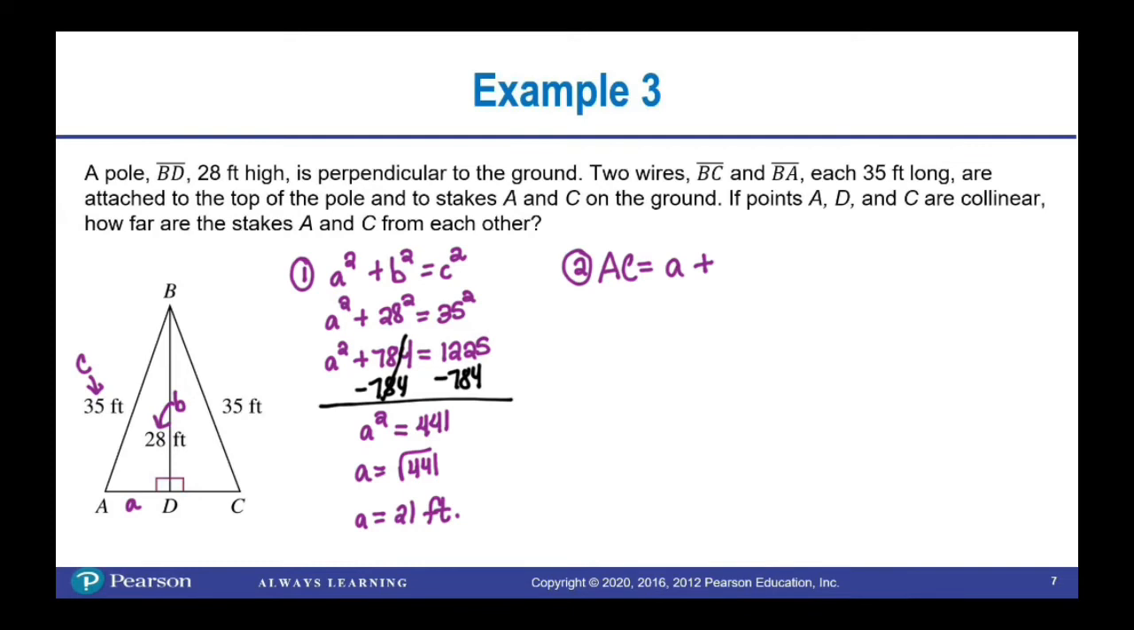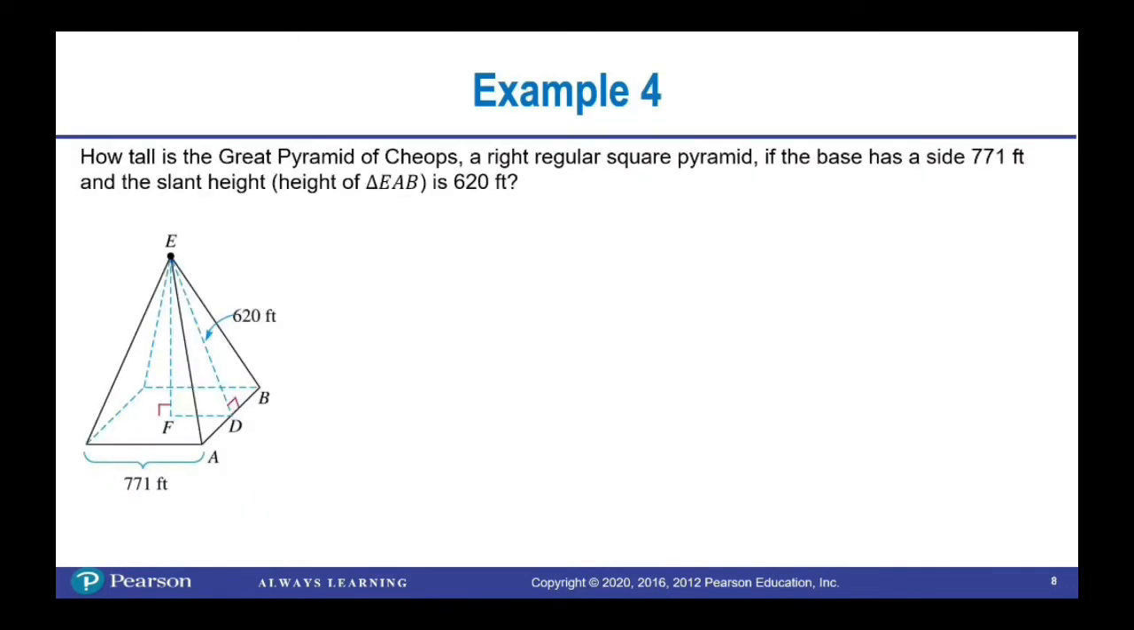This triangle ABC is an isosceles triangle. That tells me that BD, that altitude, comes down in the middle of segment AC. So AD and CD are the same length, so CD would also be A. AC then is A plus A, or 21 feet plus 21 feet, which is 42 feet.